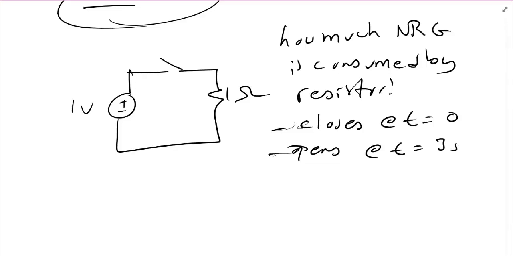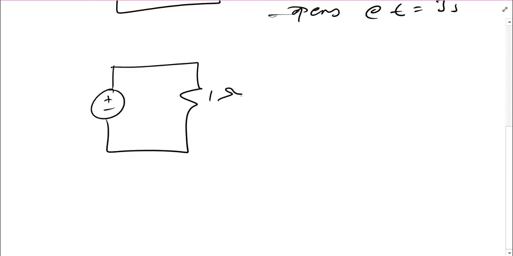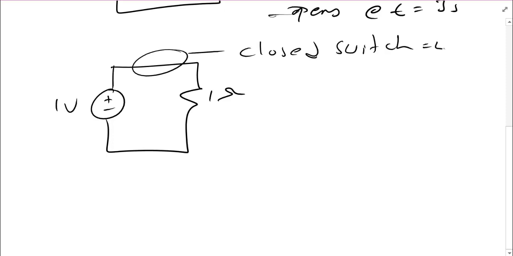Like I said, for clarity purposes, I will draw the circuit when the switch is closed. What that looks like is this. So, when a switch is closed, it's just a wire. And this circuit is going to be what the circuit will look like from 0 to 3 seconds. So, we can now begin to ask the question, how much voltage is in that resistor, how much current is in that resistor, then we can ask the question of how much power and therefore how much energy.